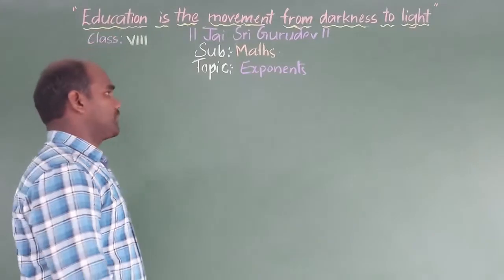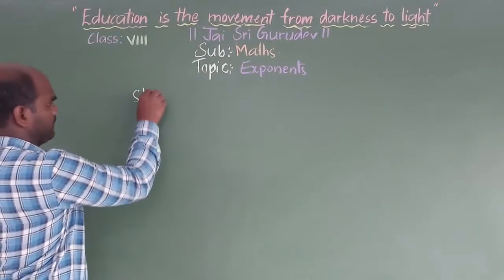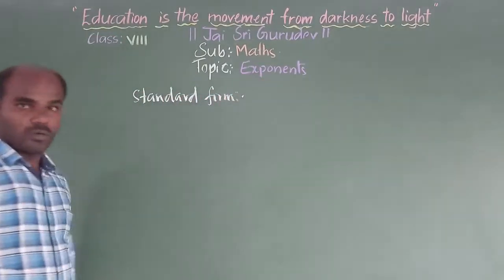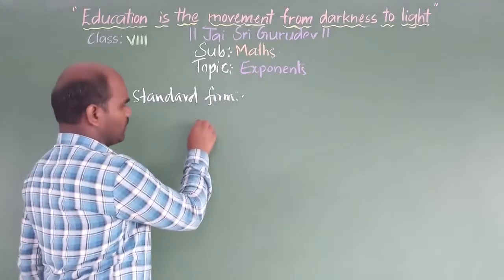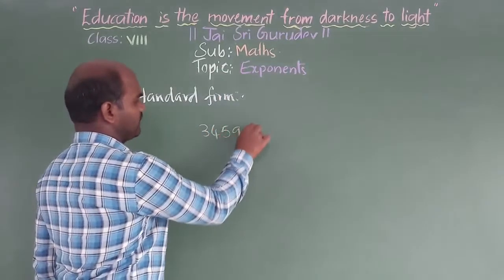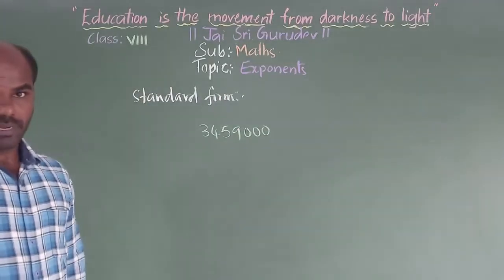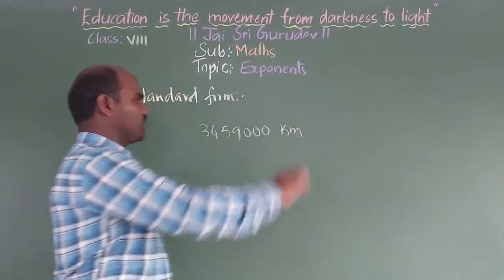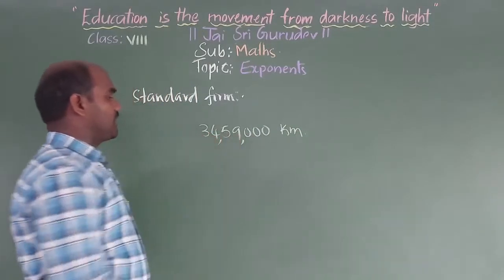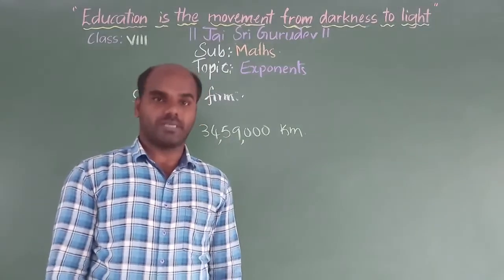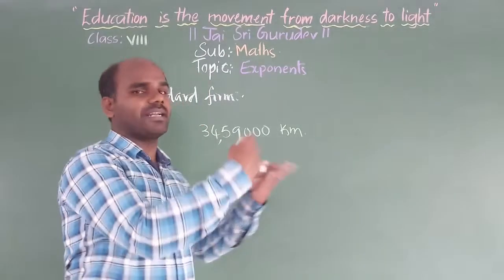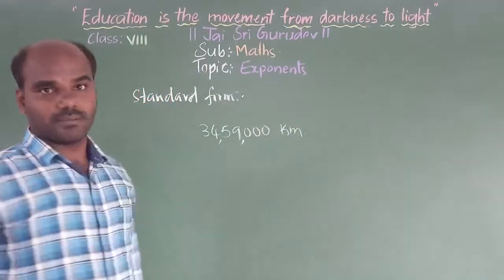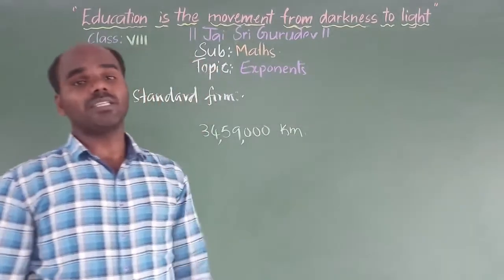So for example, standard form. Taking our example, 3459000. So this distance is how many kilometers? It is 34 lakhs 59,000 kilometers. This is written in small form, but if you have a number larger than this, how do we represent it? By standard form.